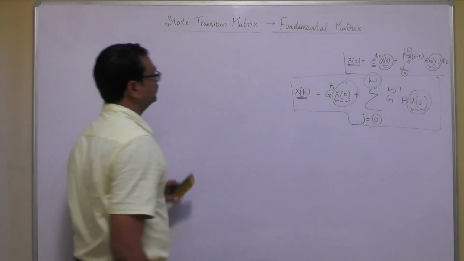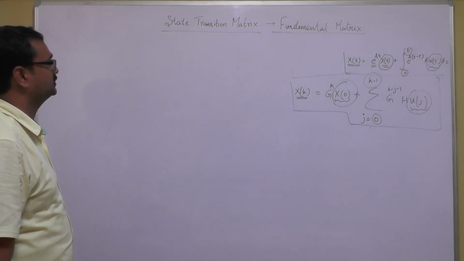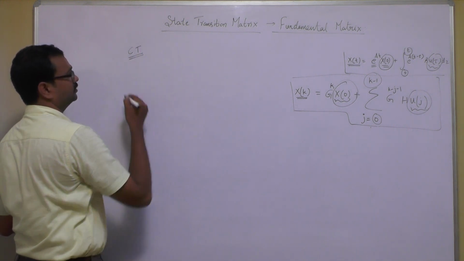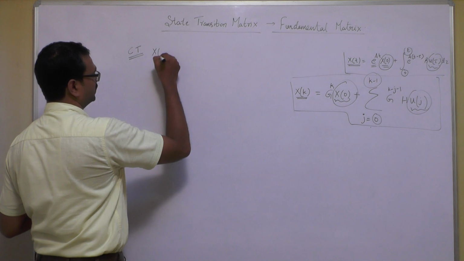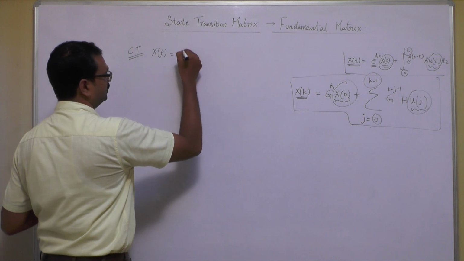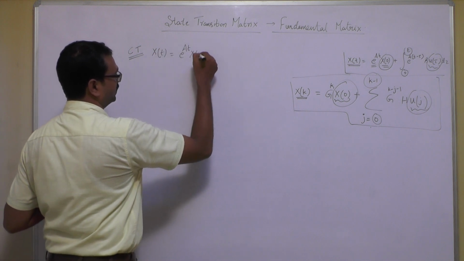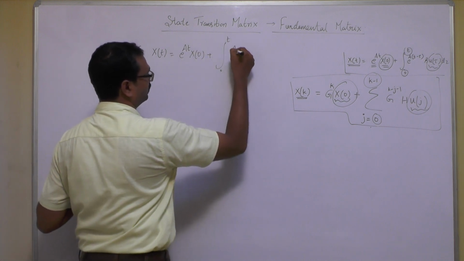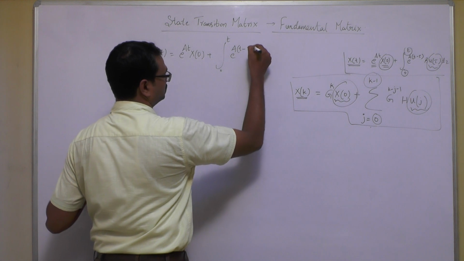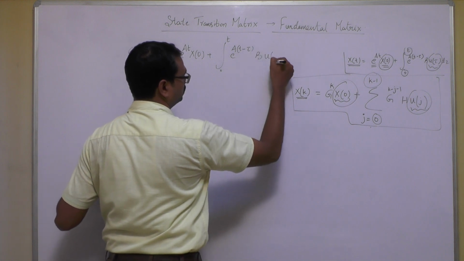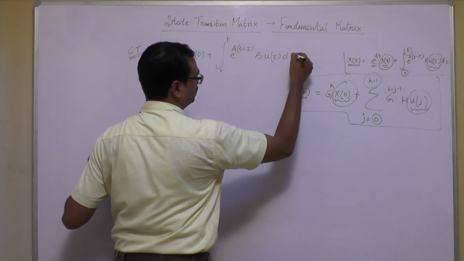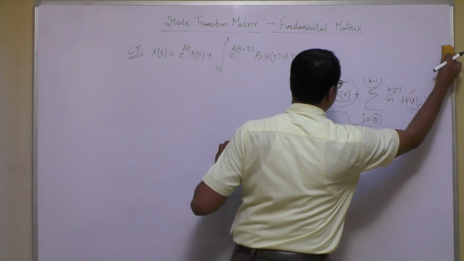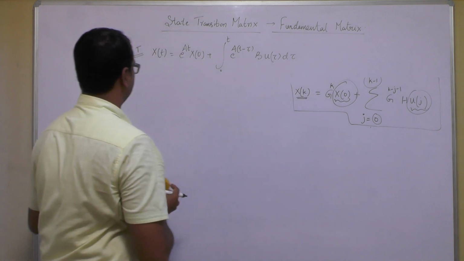The state transition matrix, or the fundamental matrix. Now in the continuous time domain, we have the equation x of t is equal to e power a t x0 plus integral 0 to t e power a (t minus tau) b u of tau d tau, which I have written again here in the continuous time domain.